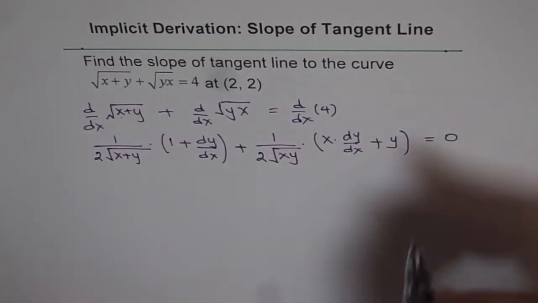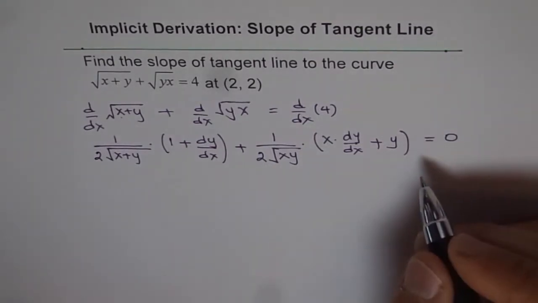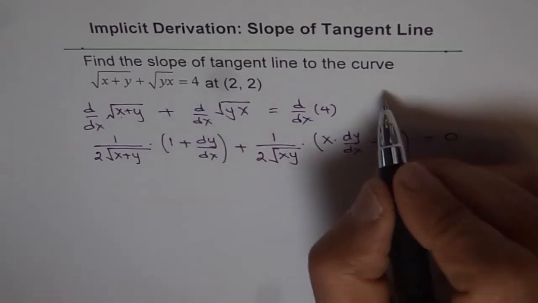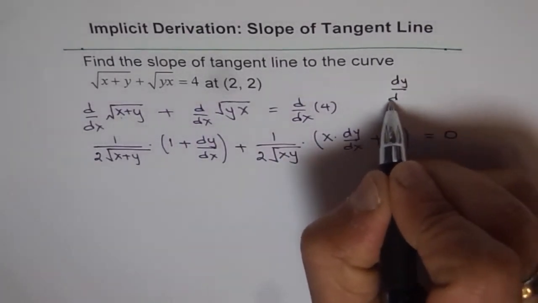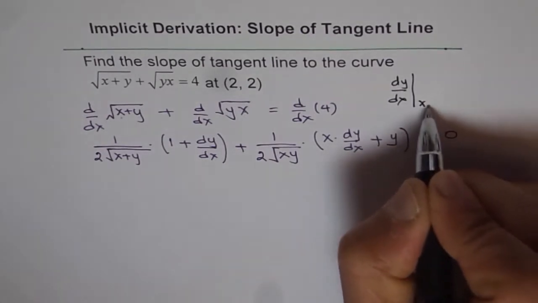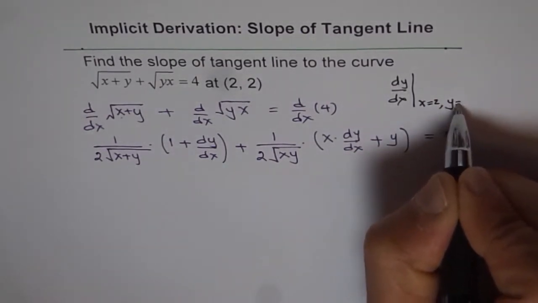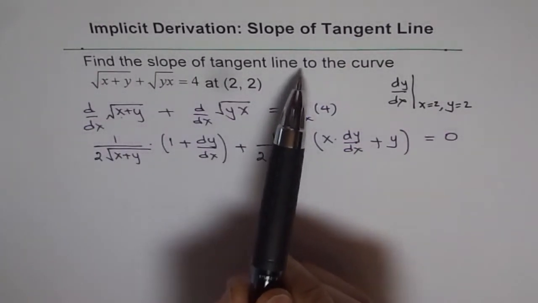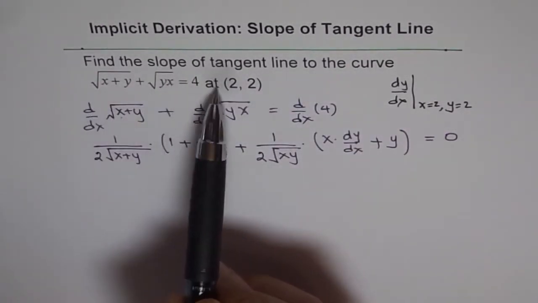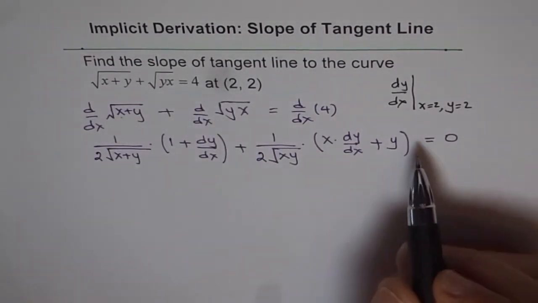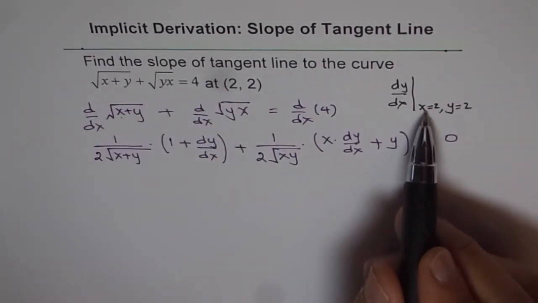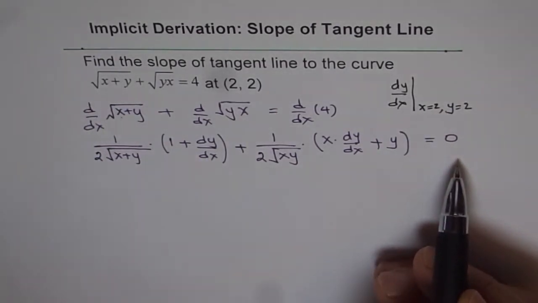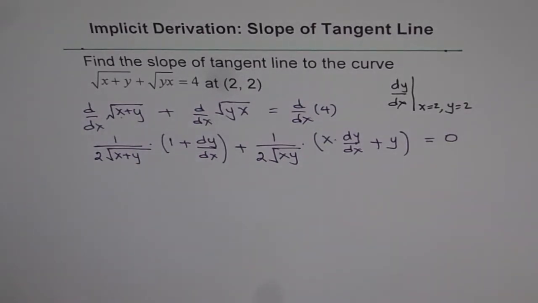So we're trying to find, let me explain this point before I really get into it. What we are trying to do is find dy/dx at x equals 2 and y equals 2. That is the question. When we say find the slope of the tangent line to the curve at this point, it's not a bad idea to substitute 2 for x and 2 for y, simplify this equation, and isolate dy/dx at that point.